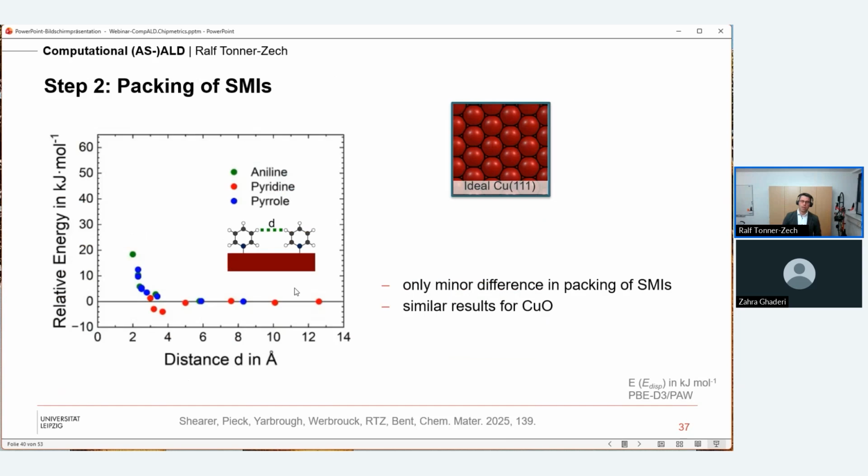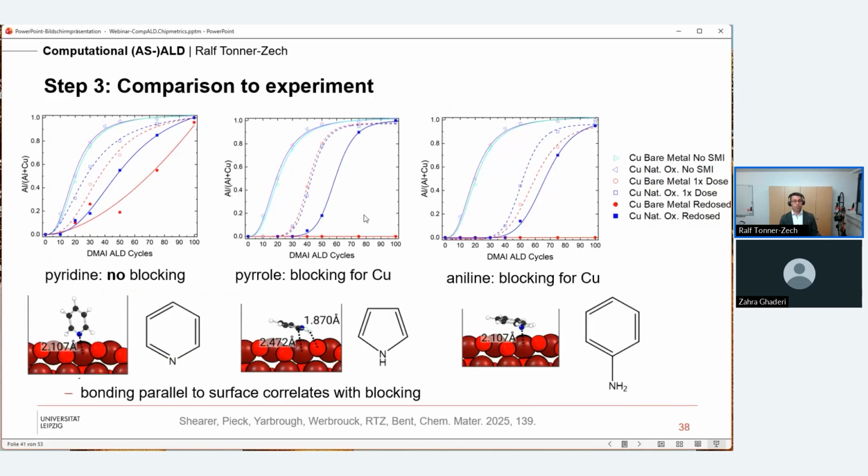So we did this more systematically for the three adsorbents, and you see if they are far away from each other, they don't repel each other at all. But if they come very close at some stage, you have repulsion between the adsorbents at the surface. And this is limiting the maximum packing at the surface. Of course, we need to check with the experiment, okay, does this help to understand the experimental data? And here you see the experimental data from Alex Shearer.